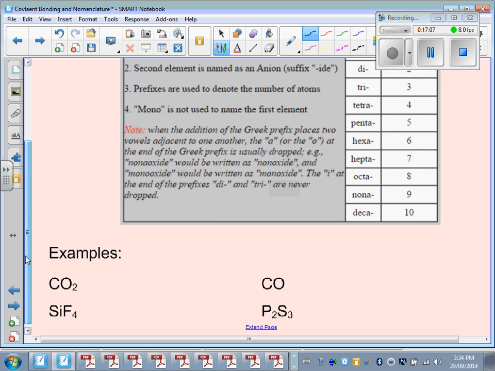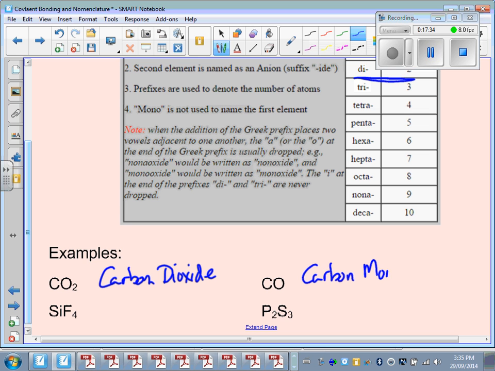Let's use an example. Okay, so one we're very familiar with. If there's only 1 at the beginning, we don't need to put in mono in the first atom. But you'll see that there's actually 2. And so up here, di represents 2. So it's dioxide. Using the same logic, we do not need to put in that it's mono on the first atom. But on the second one we do, and there's only 1 oxygen.